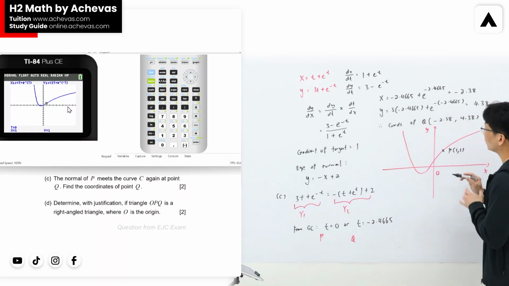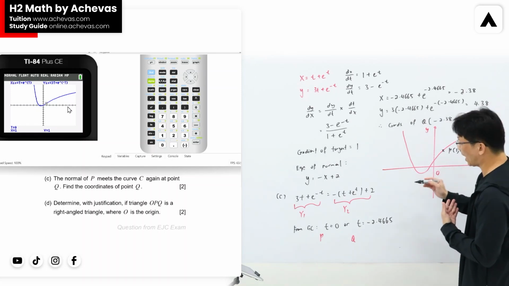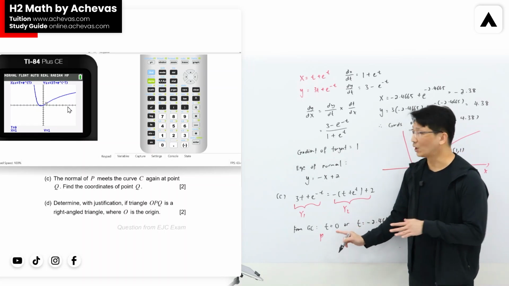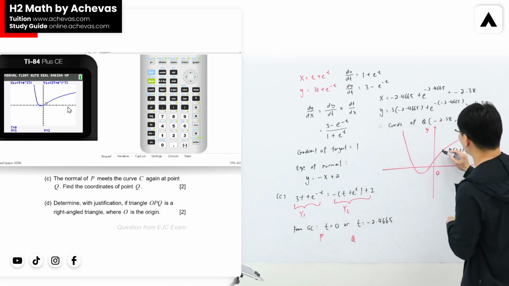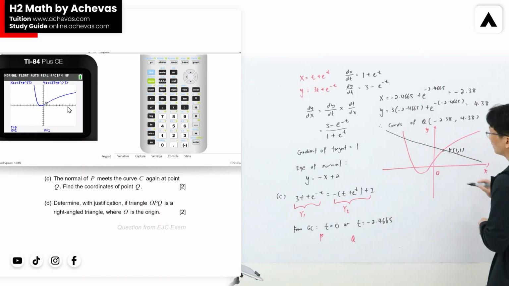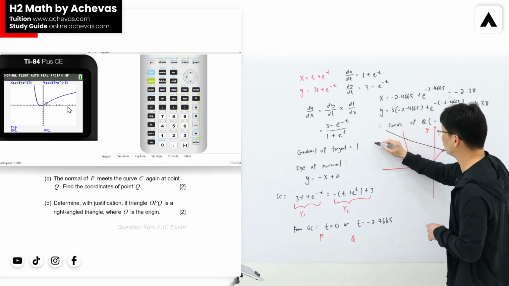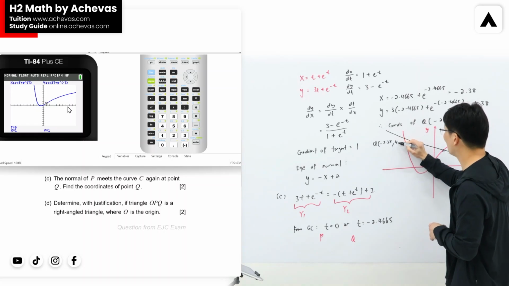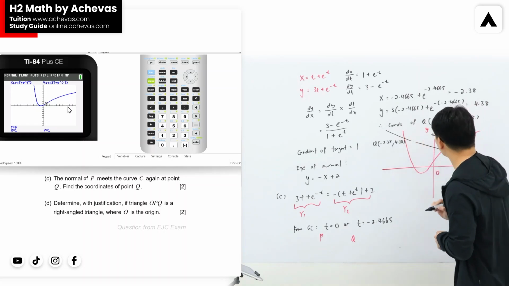And for the normal, I know that it will cut at point Q, which I've just solved. I will just roughly sketch out the normal to look something like this. And this will be my point Q. Let me just label minus 2.38 and 4.38.